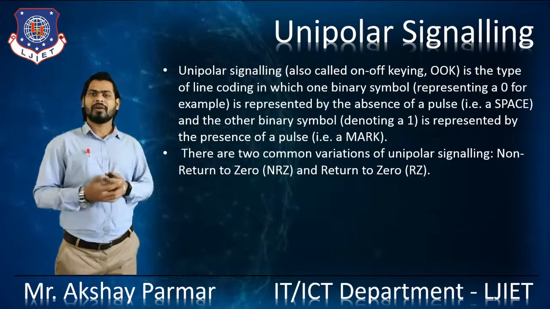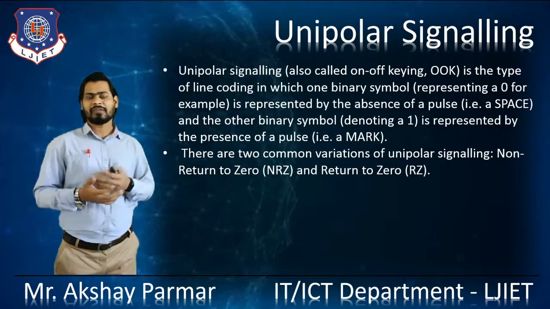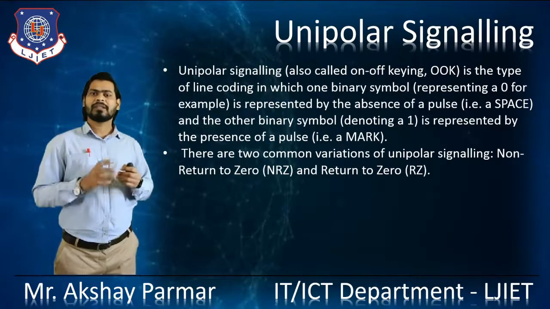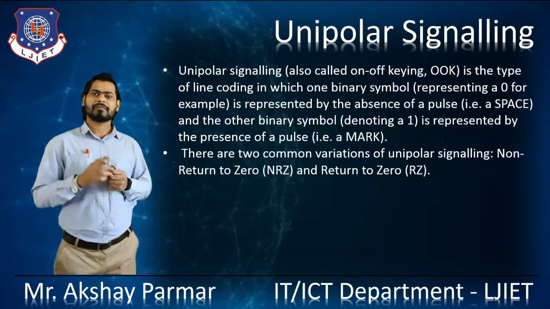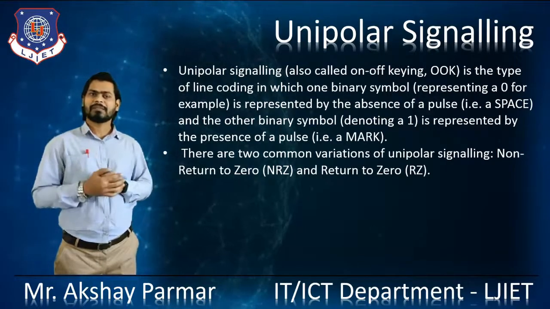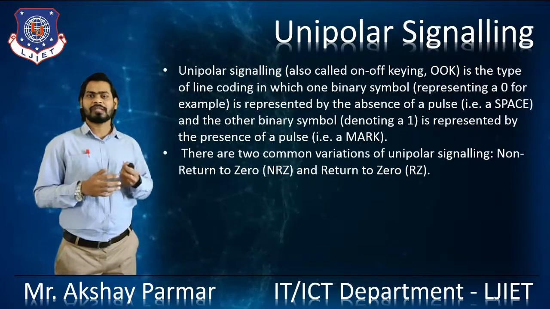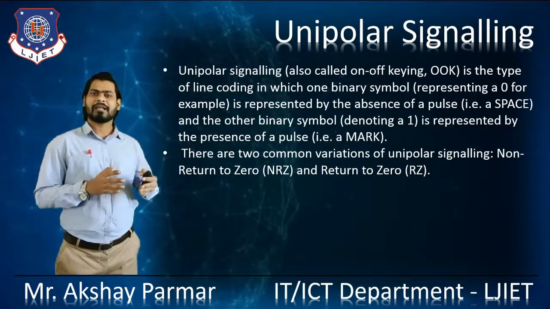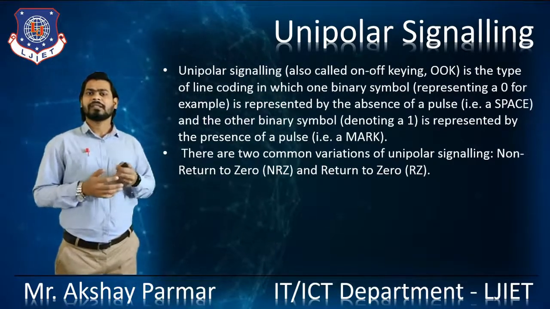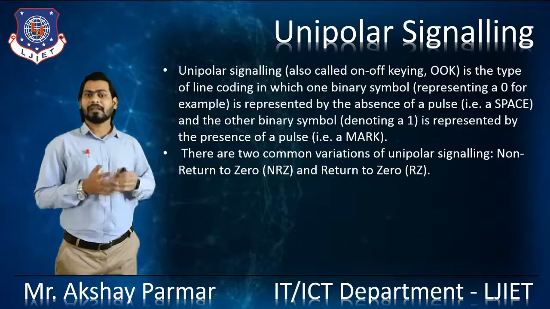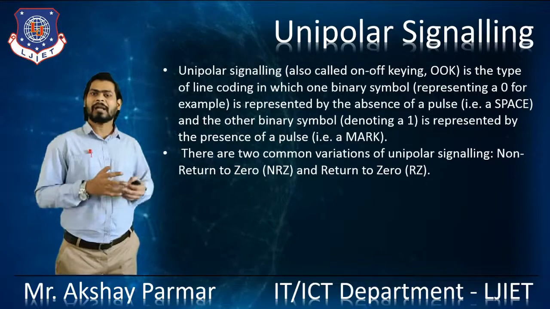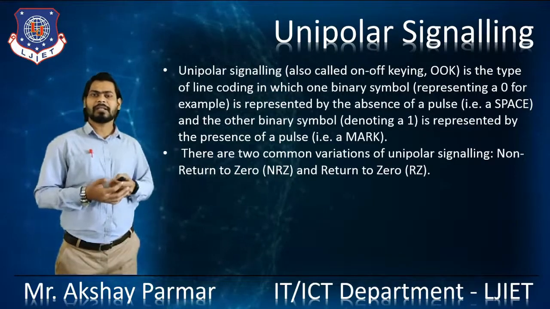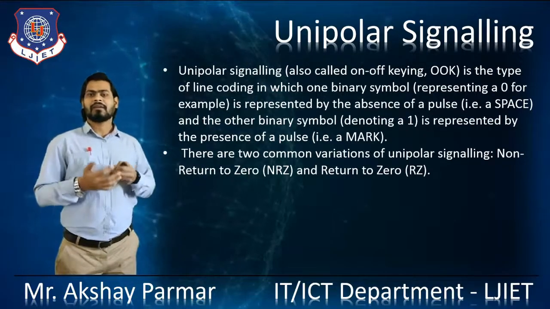Unipolar signaling is called on-off keying, as we have seen. On-off keying is a type of line coding in which one binary symbol, for example zero, is represented by the absence of the pulse, or we can say the space, and the other binary symbol, denoting a one, is represented by the presence of the pulse, or we can say the mark.